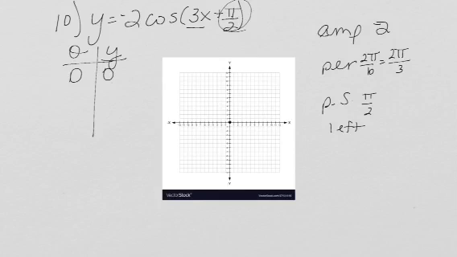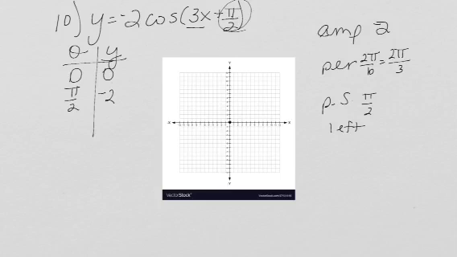Next, I can do pi over 2. Pi over 2 times 3 is 3 pi over 2. 3 pi over 2 plus pi over 2 is 4 pi over 2, which is 2 pi. The cosine of 2 pi is the x value at 2 pi, which is 1. And multiply that by negative 2, and I get negative 2.